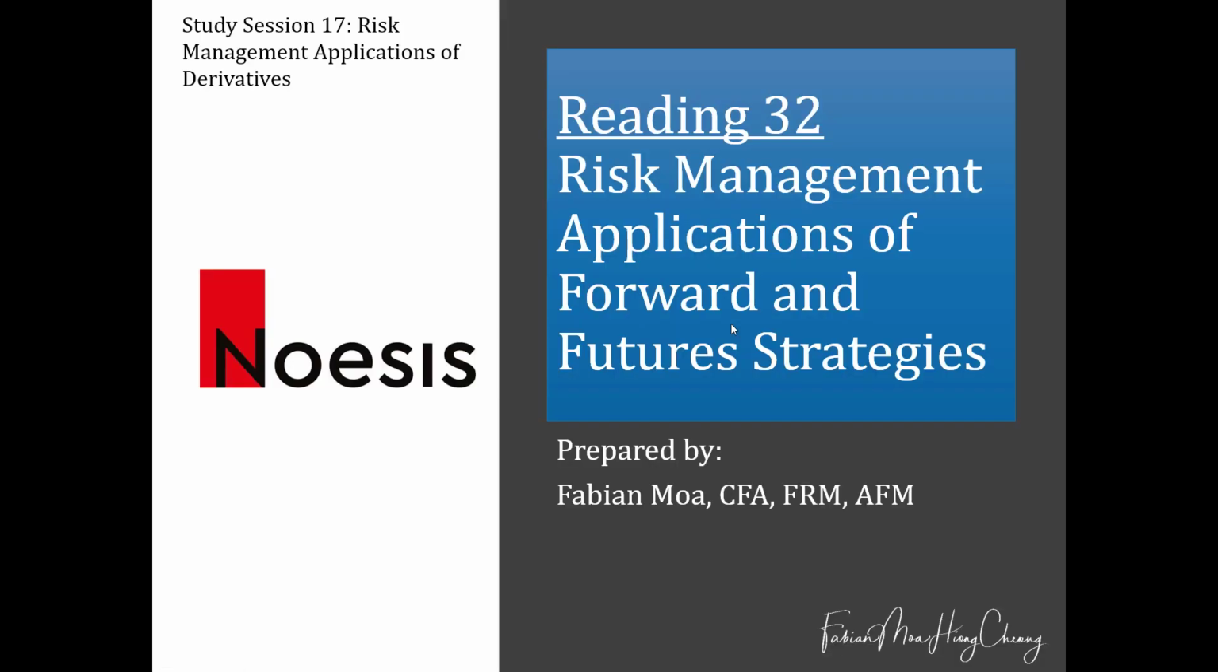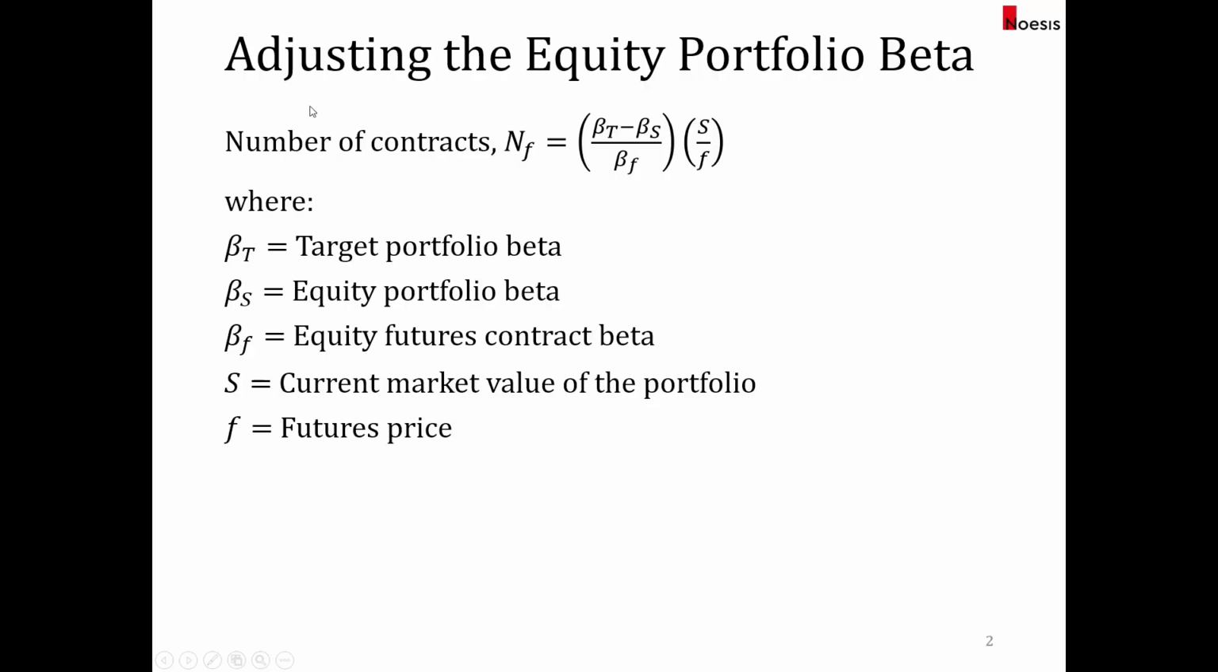Now, in this video, we'll look at Level 3 under Study Session 17, Risk Management Applications of Derivatives. Reading 32 is on Risk Management Applications of Forward and Futures Strategies. Now, how do we adjust the beta of an equity portfolio using futures contracts?